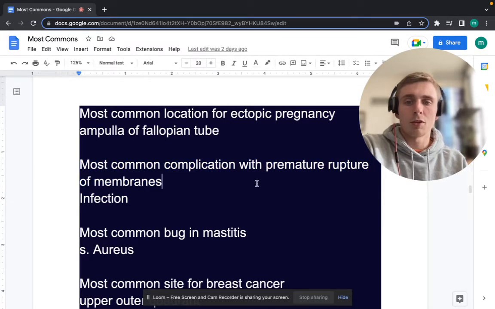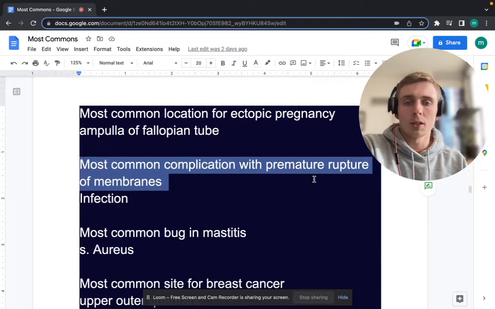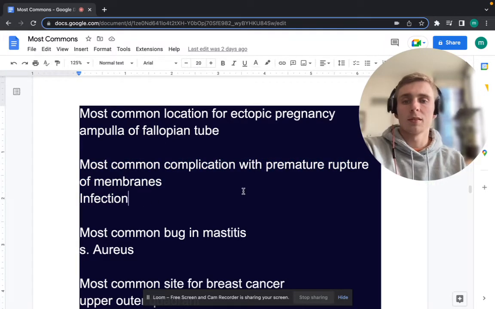And how can you tell if they have premature rupture of membranes? The first way you can tell is by clinical exam if there's a gush of fluid in the posterior fornix, or you can do the nitrazine test or the fern test as well. And for nitrazine, you want to see an over 6.5 pH.